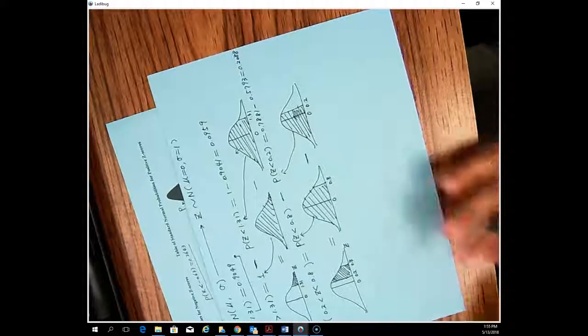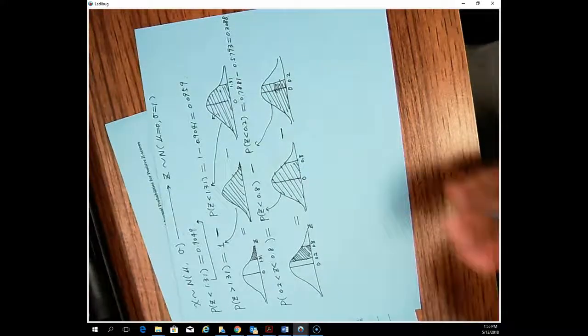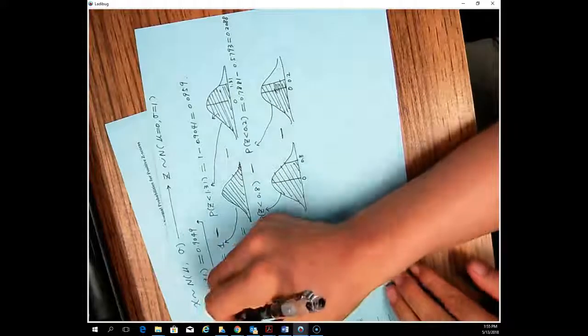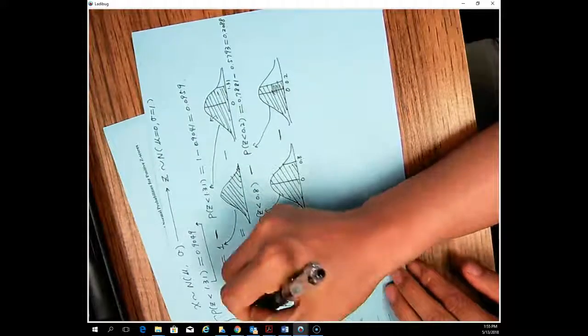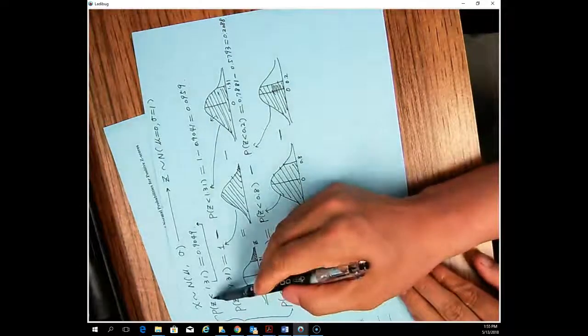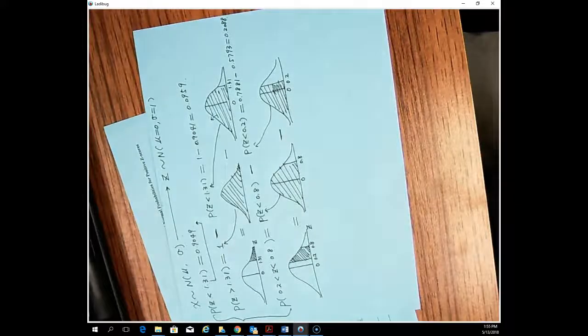Okay. So that's the probability of z between two z-scores. Basically, the three different events cover all the possible ways of looking at probabilities in the z distribution. Either you have a smaller than sign, or a greater than sign, or between two z-scores.